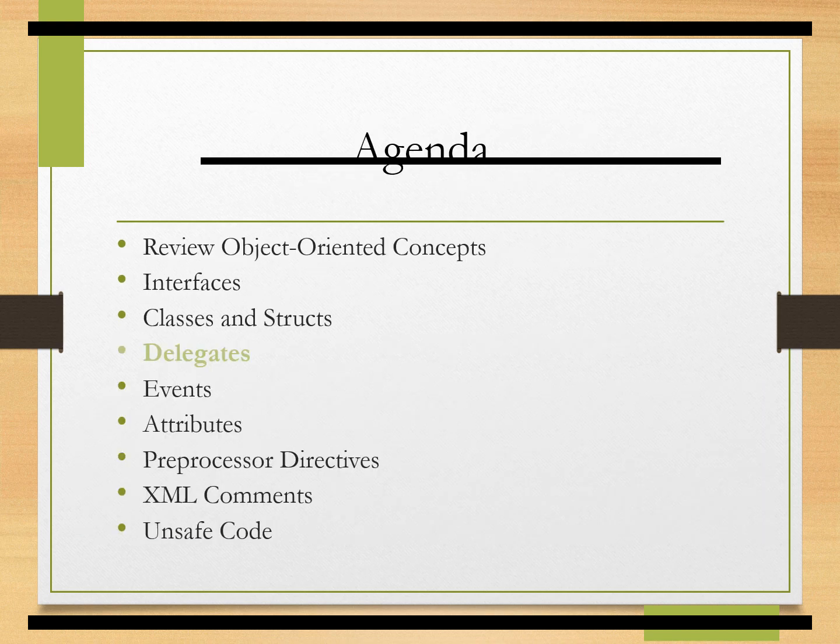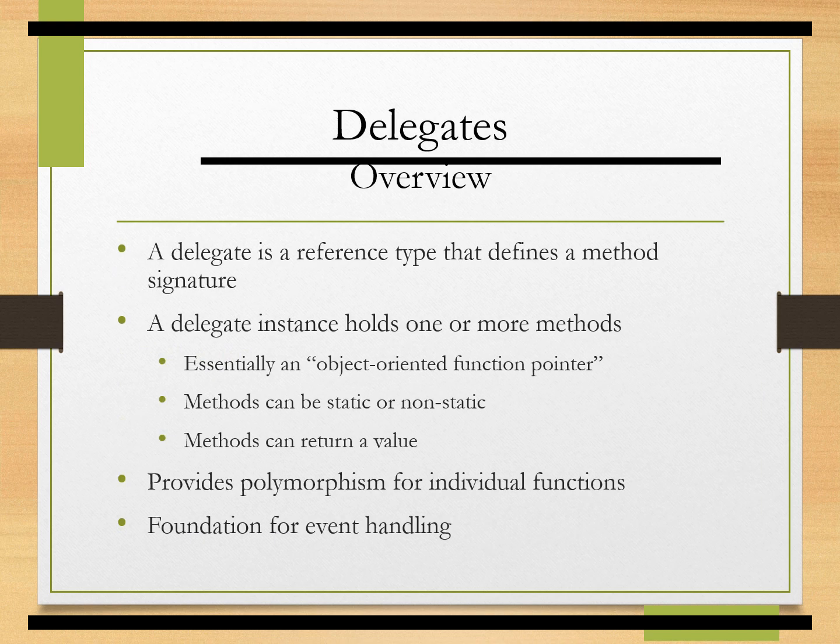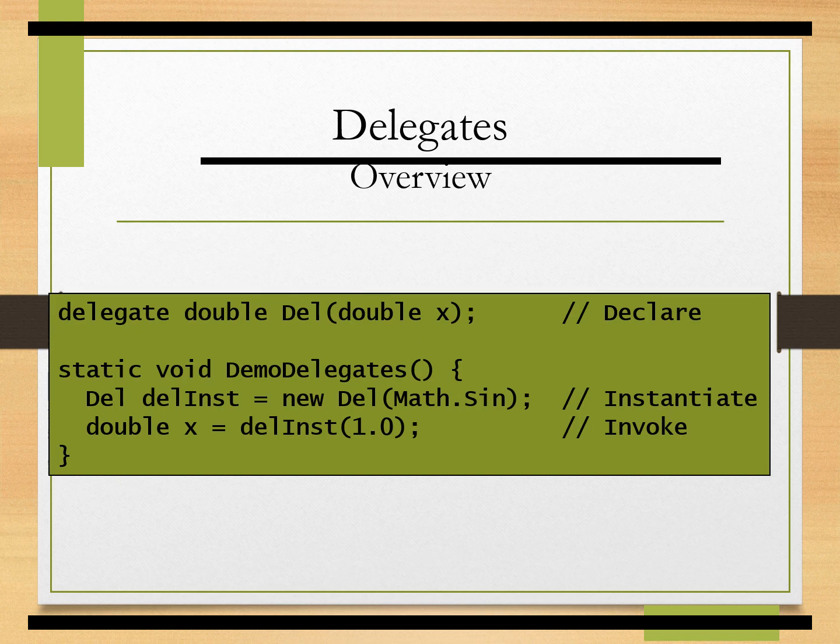And just see delegates. A delegate is a reference type, essentially a function pointer. Methods can be static or non-static. The method can return a value, provide polymorphism for inheritable functions, and is the foundation of event handling. See the main form: declare, instantiate, invoke, and the syntax is here.